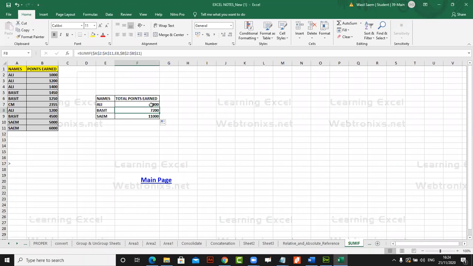So what's happening? I am finding out the sum for Basit, but how do we read it? We read it this way: if you find the criteria E8 in this range, then you correspondingly sum the values from the points. Are you following me? SUMIF basically means if criteria, then you sum by looking at this and the corresponding values, and you display them here. That's SUMIF. Yes or no? Clear?